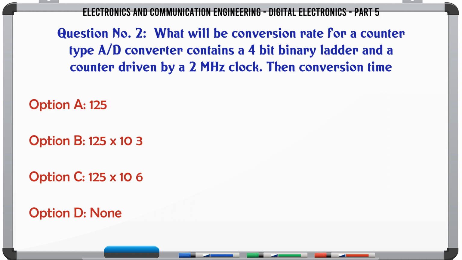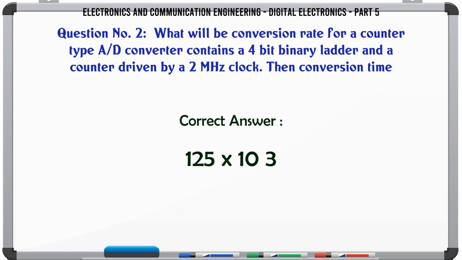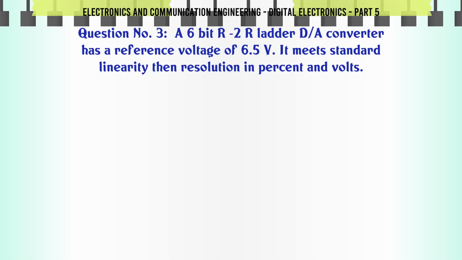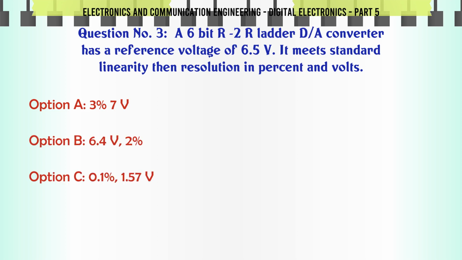What will be the conversion rate for a counter type AD converter that contains a 4-bit binary ladder and a counter driven by a 2 MHz clock? Then conversion time: A. 125, B. 125x10^3, C. 125x10^6, D. None. The correct answer is 125x10^3.